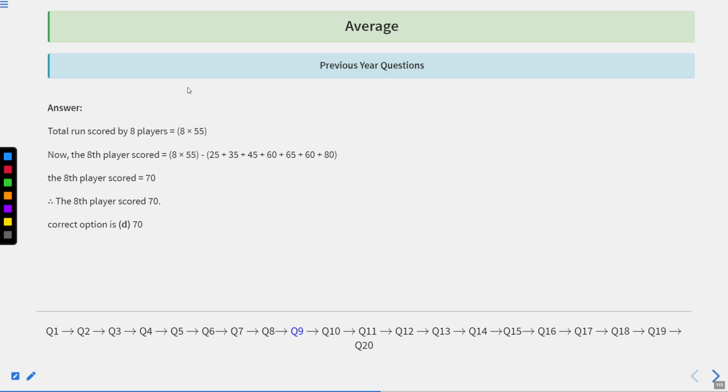So let us have a look over the solution. The total runs scored by 8 players is average into number of players, which is 8 into 55. Now the 8th player scored 8 into 55 minus the total runs scored by the other 7 players. If I subtract the score of 7 players from that of 8 players, then definitely I will have the runs scored by the 8th player. So 8 into 55 minus the sum equals 70. So the 8th player scored 70 runs, which is option number D.